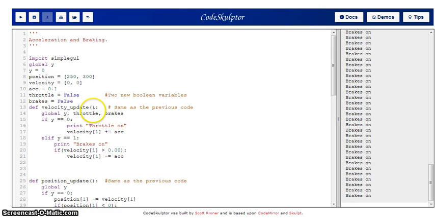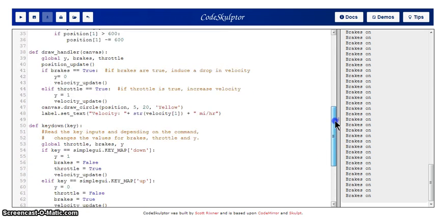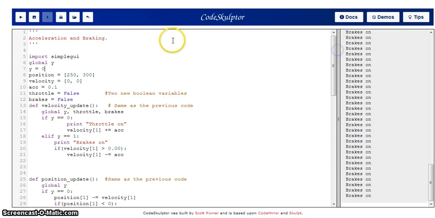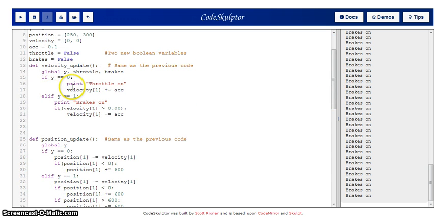The coding is just a modification of the previous program, but I have two new Boolean variables, throttle and brakes. If the throttle is on, it will get printed over here, and if the brakes are on, they will also get printed over here. If the throttle is on, I'll increase the velocity by a preset amount ACC. ACC represents the acceleration. It is preset to 1. Sorry, it's preset to 0.1.